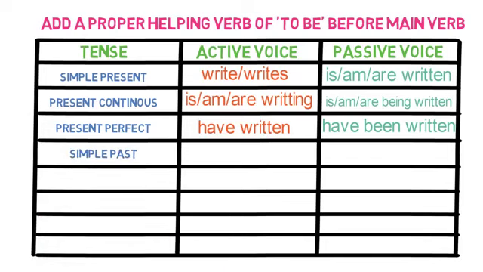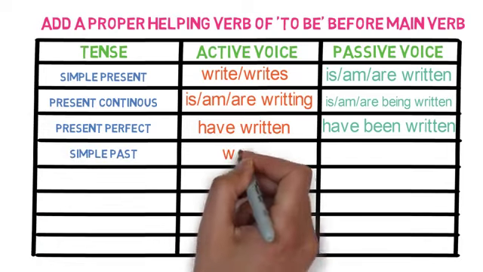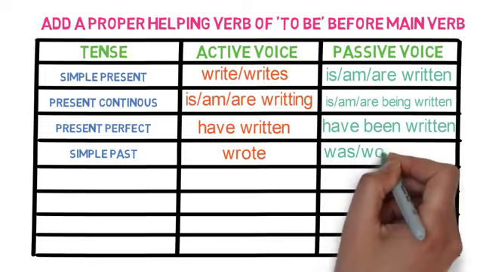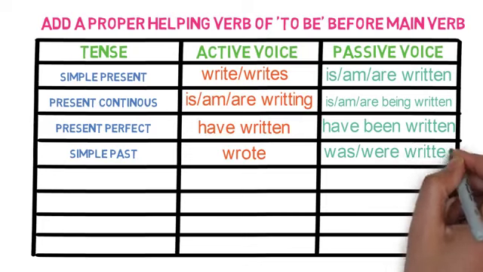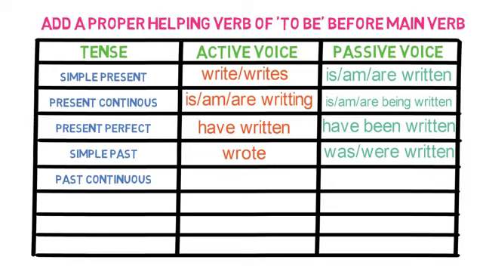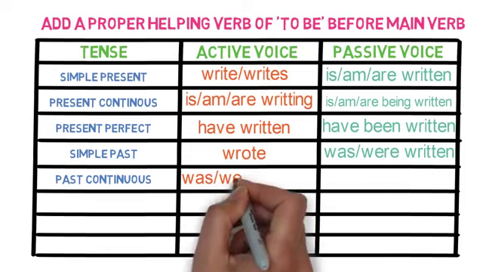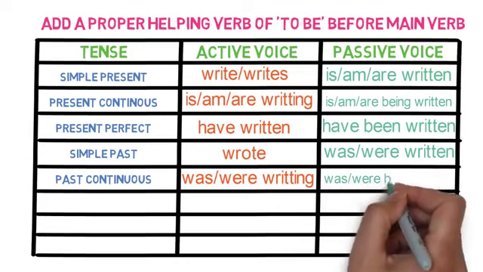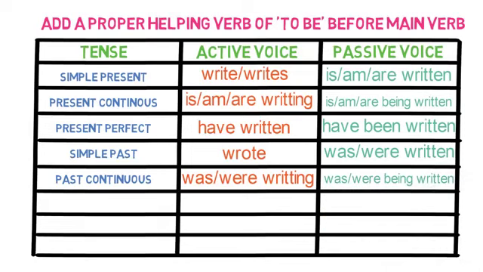For simple past, in active voice, we use wrote, which is verb's past form, while in passive voice, we add was or were as helping verb and verb's third form written. Past continuous tense. In active voice, we use was or were writing, while in passive voice, we add being helping verb after was, were and written.